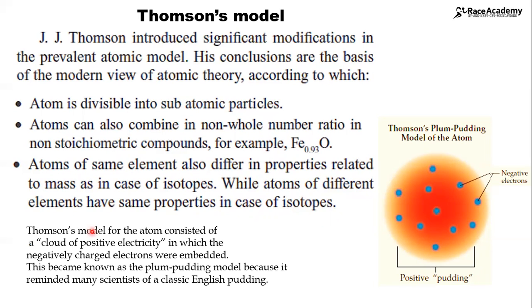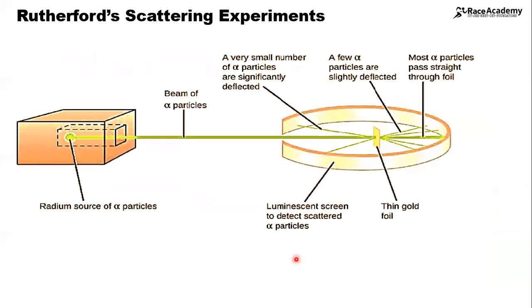So Thomson's model of the atom consisted of a cloud of positive electricity, this all red color part, in which the negatively charged electrons were embedded. This is the blue color, see, embedded. And this became known as the plum pudding model because it reminded many scientists of the classic English pudding. So you have to understand this before going to the next level of models. This is the fundamental atomic theory.